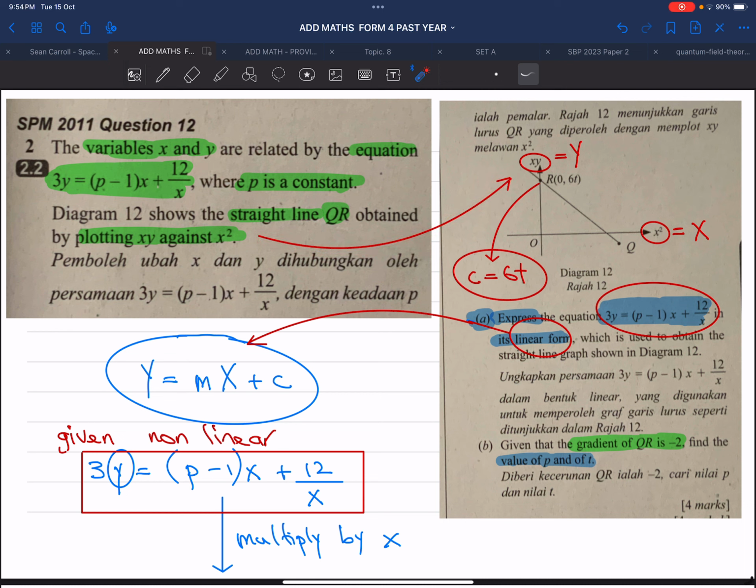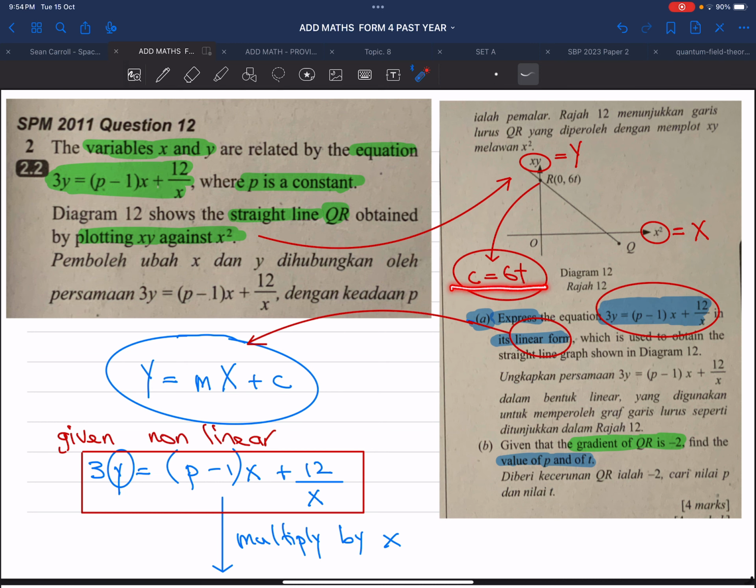The xy is the capital Y, the x squared is the capital X, and the y-intercept C is the y coordinate of the point R. The y-intercept is the y coordinate of point R, therefore the C is 60.